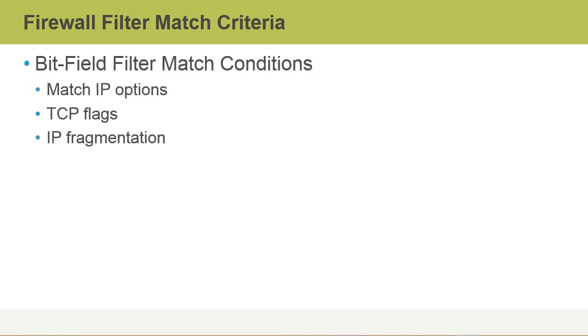We also have bit field filter match conditions, which allow you to actually match a number of the different options that exist in the IP header or TCP header. So we can match IP options within the IP header. We can match TCP flags if we wanted to inside the TCP header. Also, we can go and identify IP fragmentation as well using bit field filter match conditions.